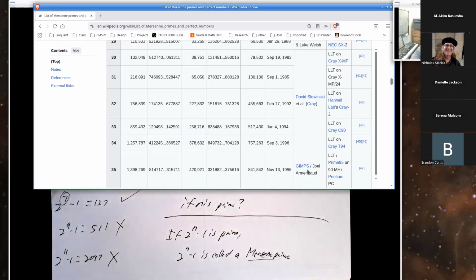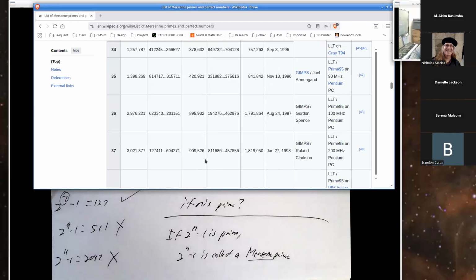Your name would show up on Wikipedia, in 2026, saying you discovered the 35th Mersenne prime, for example. And so the next set of primes all came out of GIMPS, right? And this was free cycles. And so this was an early example of crowdsourcing. And crowdsourcing has been used for a lot of things.